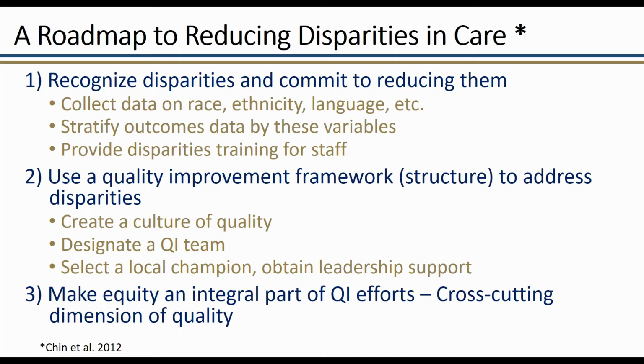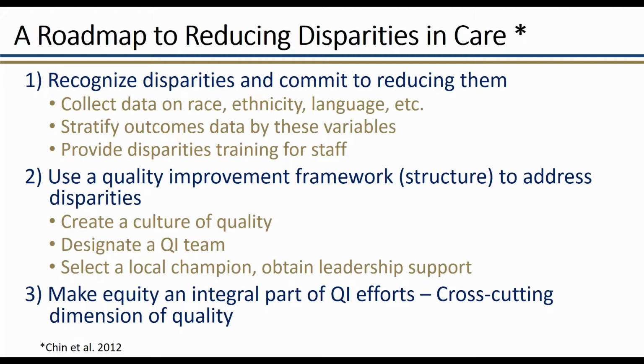The second step is to use a quality improvement framework to address these disparities. So most healthcare providers are using quality improvement strategies to improve care. And so the thought is that you can really use these strategies and, in addition to improving care in a certain area, try to understand how you could minimize any types of disparities that you have at the same time. So you want to create a culture of quality, have a QI team, and then select a local champion to help move this forward. And that's just kind of standard QI steps. The third thing you want to do is make equity an integral part of your QI efforts.